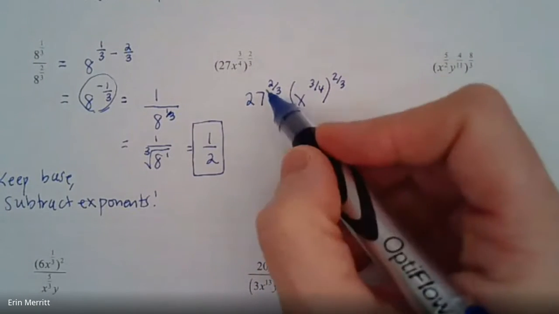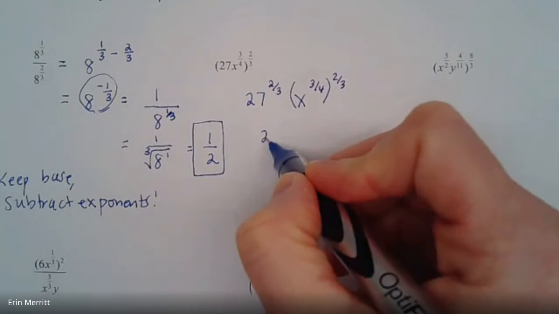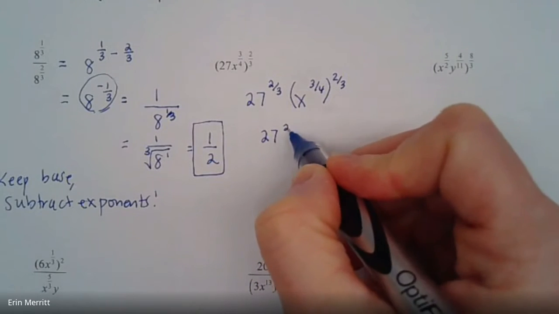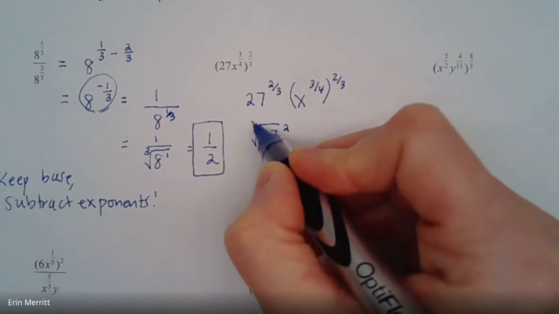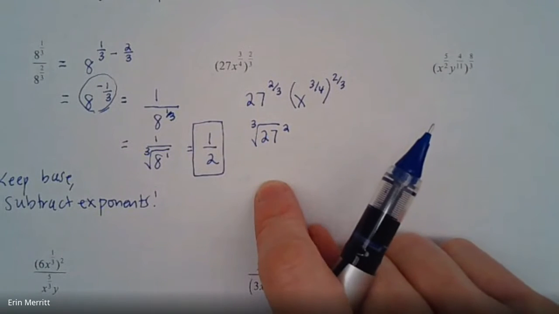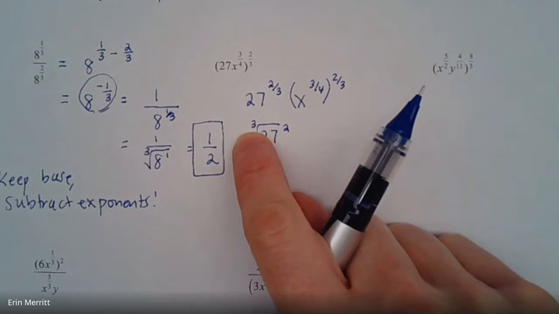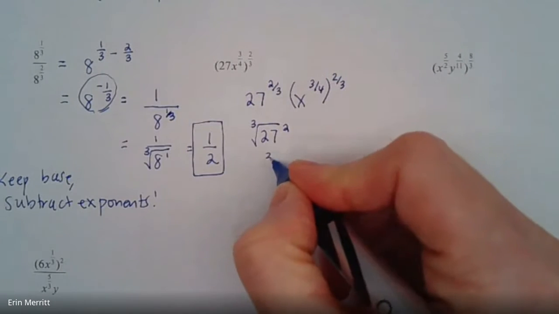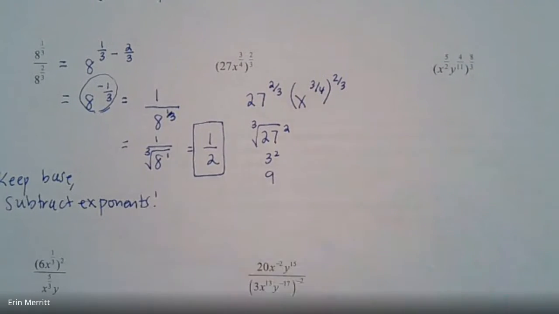You can pick up a calculator, but what this actually means is: top number is your power, bottom number is your root. So we could square it and then cube root it, or what would be simpler would be to take the cube root, which would be 3, and then square it. That'll give me 9. So without my calculator, I can evaluate that.